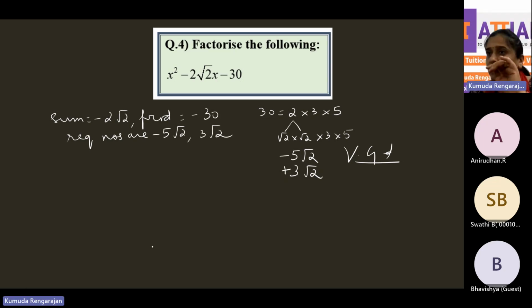Because the sum has root 2 in it. The sum is minus 2 root 2. It's a surd. There is root 2 in it. So 30 is 2 into 3 into 5. 2 should be further written as root 2 into root 2.